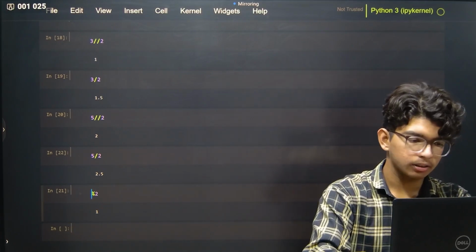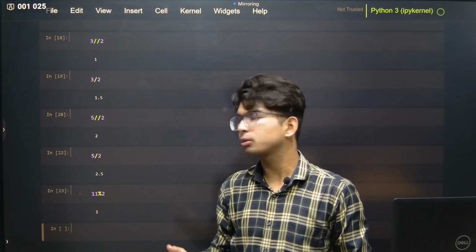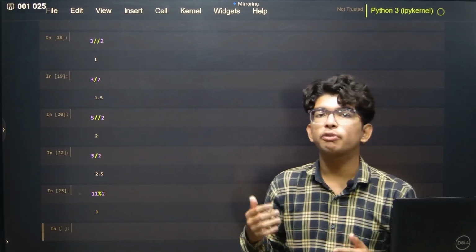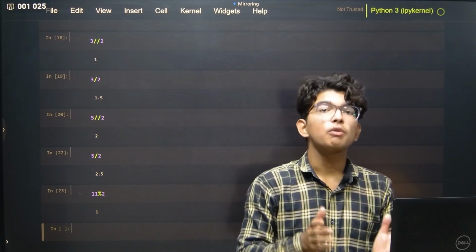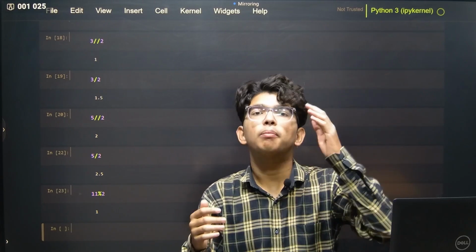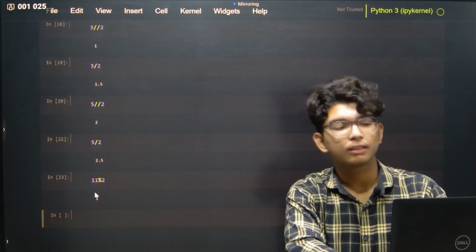I can just change it. If I write 11, again I got the answer as 1. So modulus provides us the remainder, division provides us the complete quotient, and floor division provides us the quotient without the decimal part. This is the difference between floor division, modulus and division. I hope it is clear to you all.